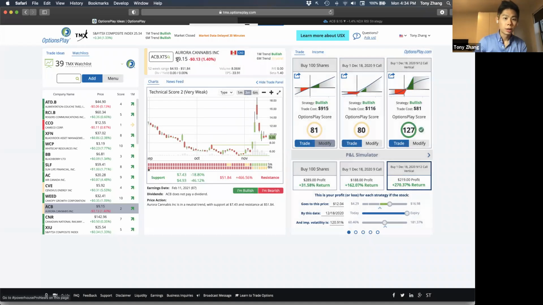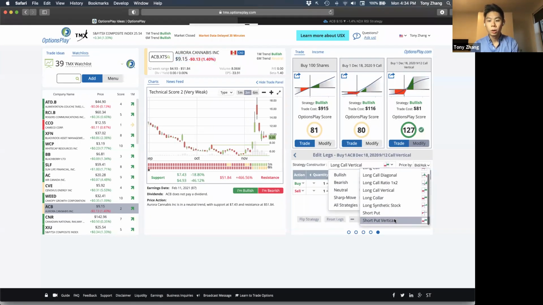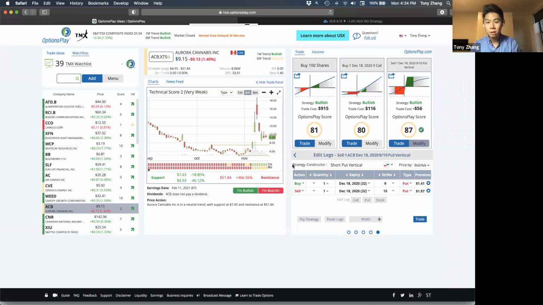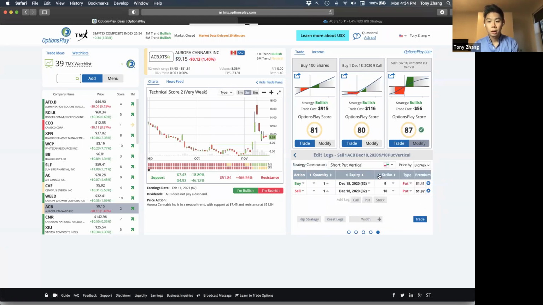Okay, so Aurora Cannabis is currently trading at $9.15. I want to show this to you using the strategy constructor in Options Play. I can sell, I can go to bullish. I'm going to do a short put vertical, selling the $9 put and buying back the $7 put. As you can see, that currently collects about 90 cents on a $2 wide credit spread. $2 wide because it's the distance between the two strikes.